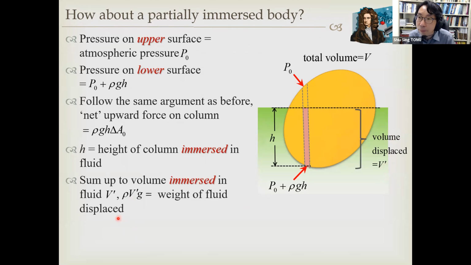So for either total immersion or partial immersion, the upwards force, the buoyancy force, is always equal to the weight of liquid displaced by the object. Okay. And V prime here, I denote this part, the volume displaced by the object. This is equal to the volume of the object immersed. Okay.